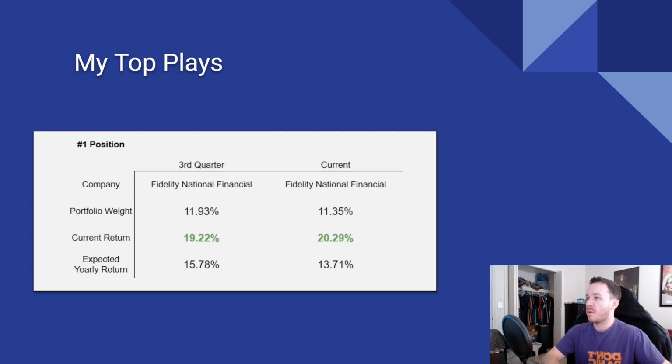So right here, we have my number 1 position, which in the third quarter was Fidelity National Financial. And in the fourth quarter, it is still Fidelity. It hasn't really changed. The overall portfolio weight hasn't really changed that much. The overall return hasn't really changed that much. My expected return, I have pulled back a little bit, just being a little bit more conservative as we move towards more recessionary concerns, trying to peel back those assumptions and make sure that we still have a relatively conservative value in play here.